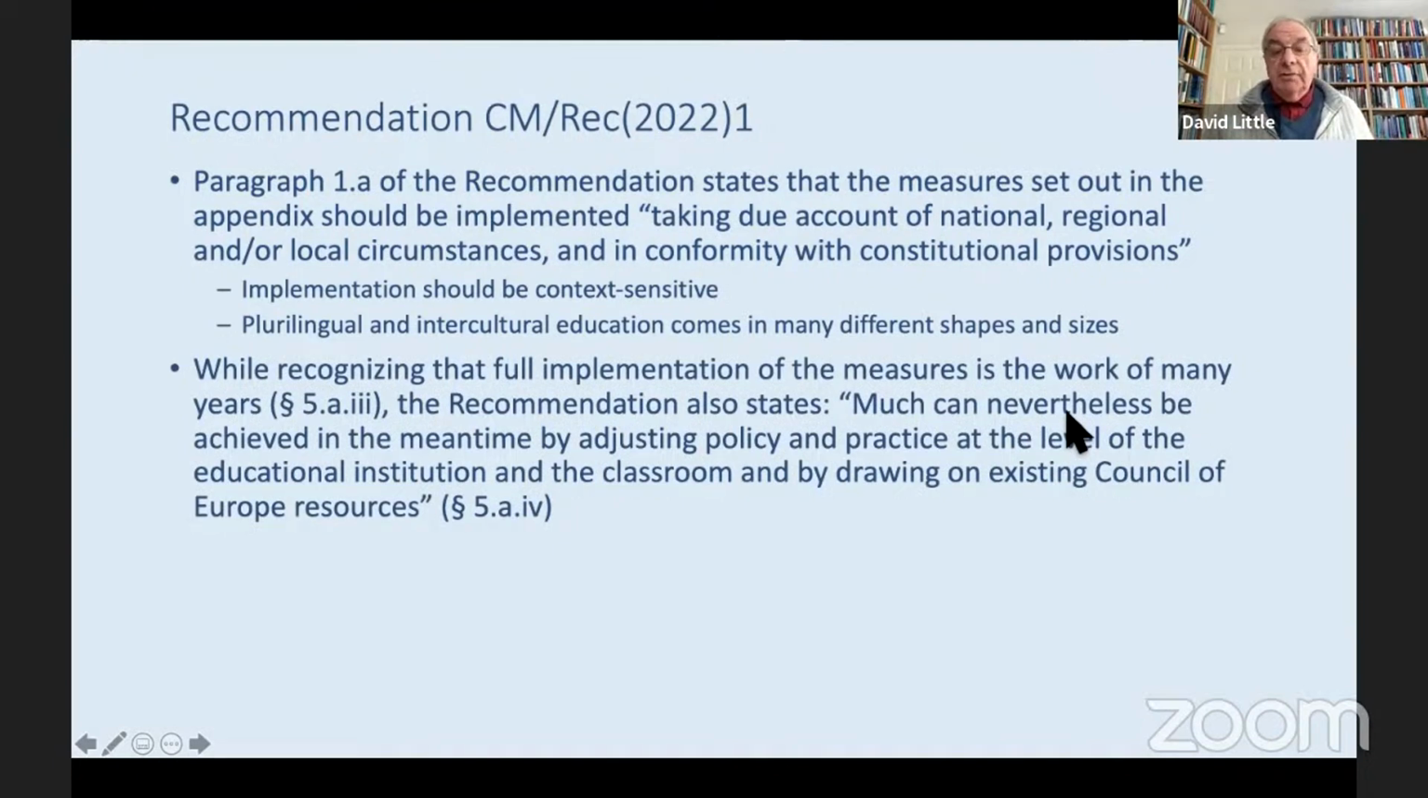While recognizing, as we've already seen, that full implementation of the measures is the work of many years, the recommendation also states much can nevertheless be achieved in the meantime by adjusting policy and practice at the level of the educational institution and the classroom, and by drawing on existing Council of Europe resources.